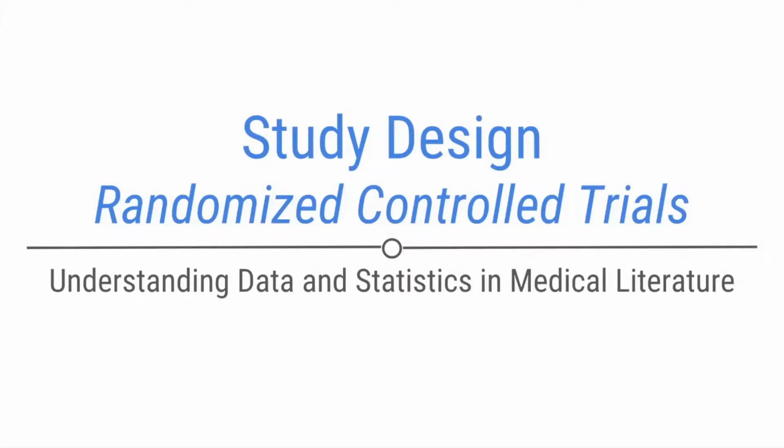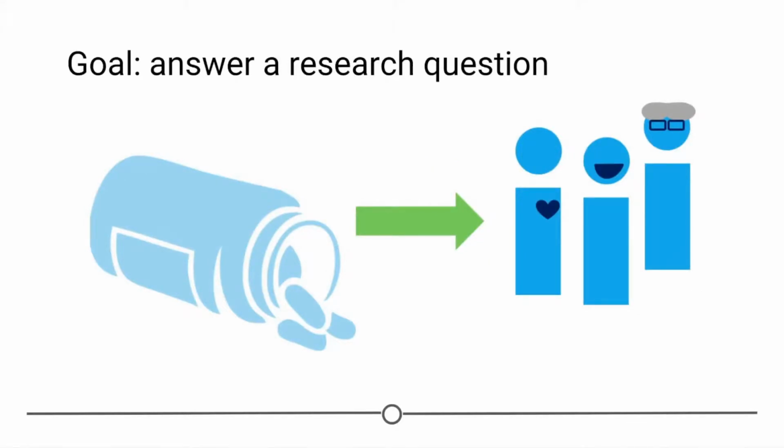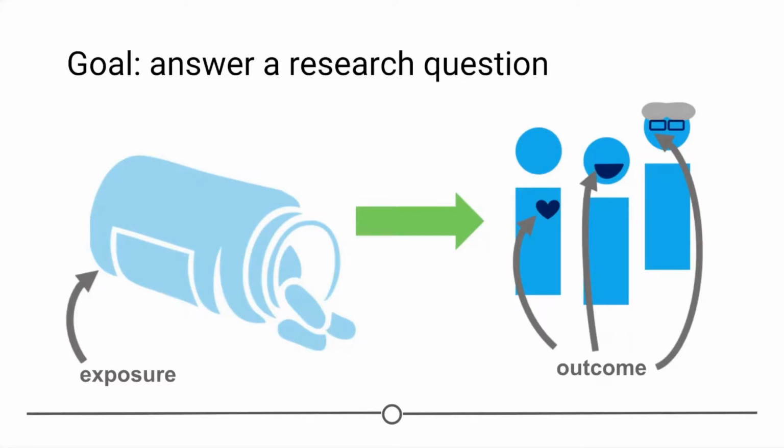In this section, we're going to talk about different study designs that are commonly seen in the medical literature. The goal of the majority of these studies that you will read about is to answer a research question. Often we're interested in how some exposure, typically a treatment or intervention, is associated with an outcome, for example, health or happiness. There are different ways to answer these questions and different study designs that make more sense depending on the situation at hand.